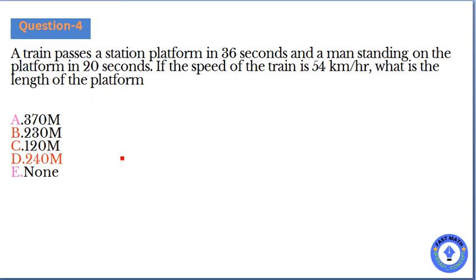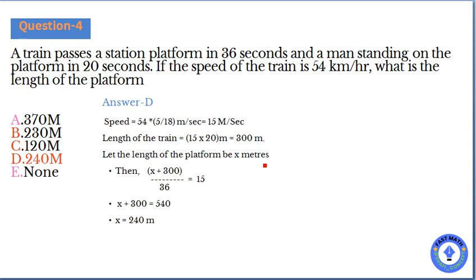Coming to the fourth one: a train passes a station platform in 36 seconds and a man standing on the platform in 20 seconds. That means the train passes the railway platform in 36 seconds, and the man who is standing on the platform is crossed by the train in 20 seconds. If the speed of the train is 54 km per hour, what will be the length of the platform?